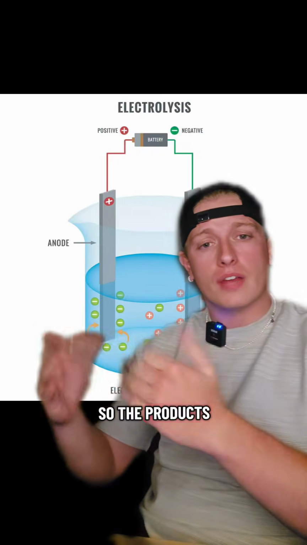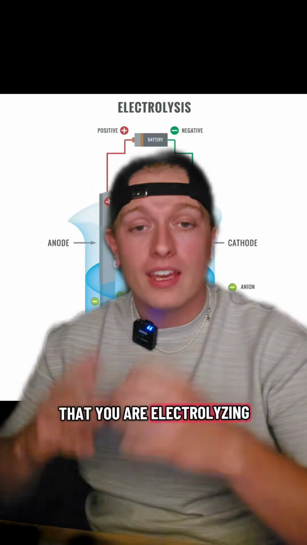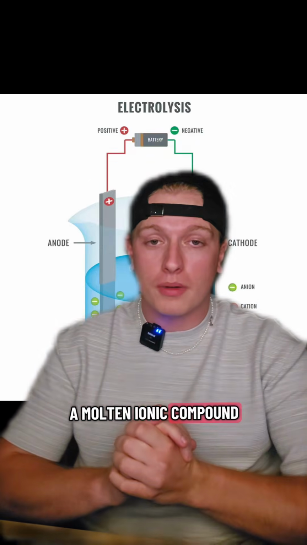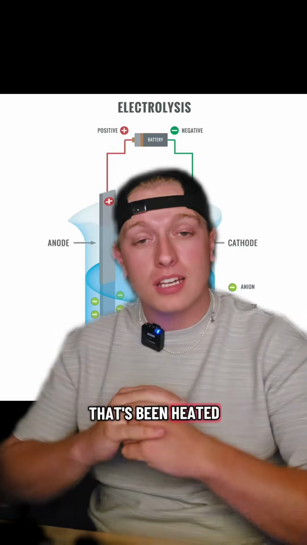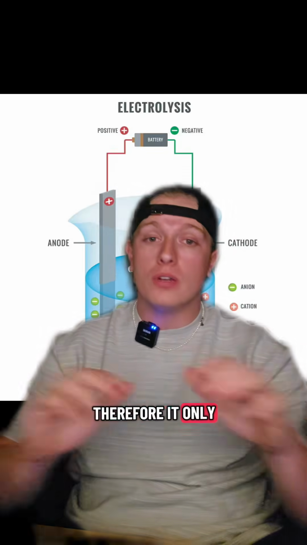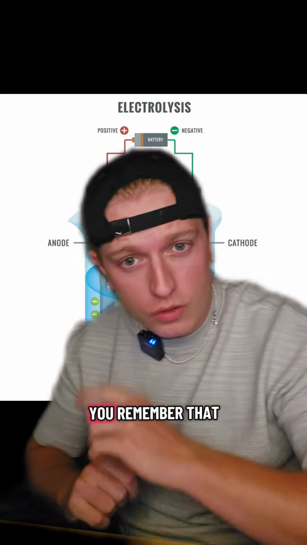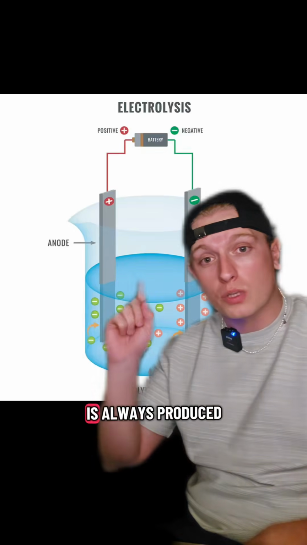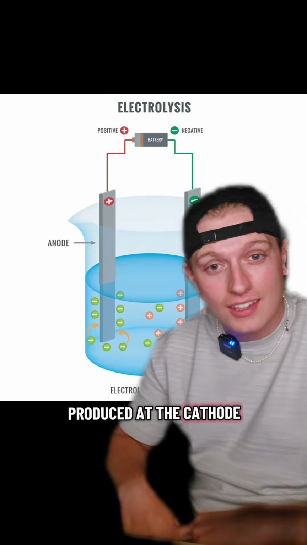So the products of electrolysis depend on the thing that you are electrolyzing. If you have a molten ionic compound, that is one that is basically the pure compound that's been heated until it becomes a liquid. Therefore, it only contains the metal and the non-metal ions. I hope that you remember that the non-metal ion is always produced at the anode and the metal ion is always produced at the cathode.